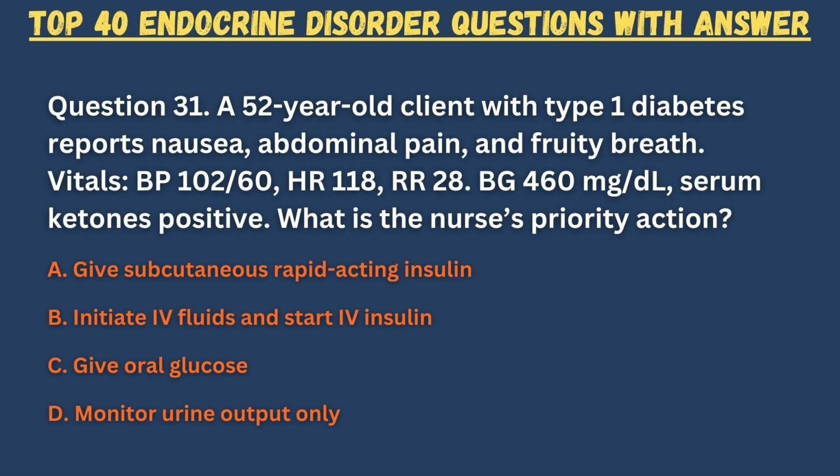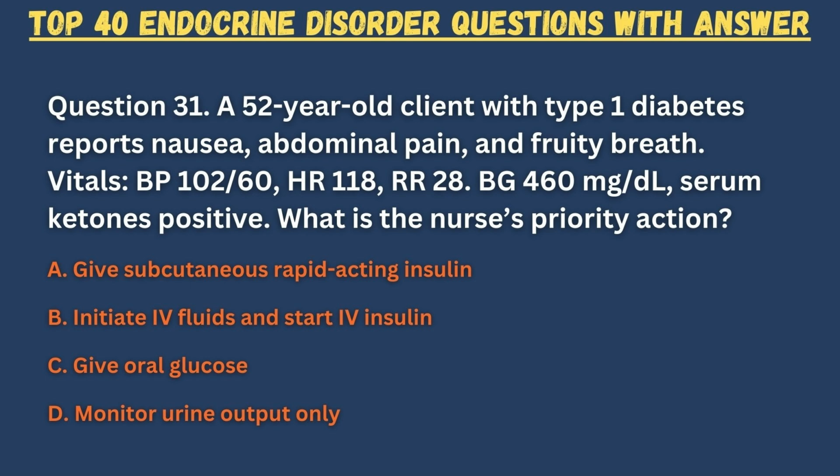Question 31. A 52-year-old client with type 1 diabetes reports nausea, abdominal pain, and fruity breath. Vitals. Blood pressure 102/60, heart rate 118, respiratory rate 28. BG 460 mg per deciliter. Serum ketones positive. What is the nurse's priority action?